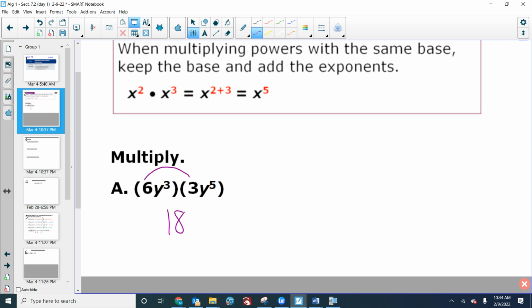Now, y to the third times y to the fifth. Now, they have to be y. They can't be like a to the third times a to the fifth. Then you just copy them down, put them down to how they are. Y. Since they're the same variable, we do what with the exponents now? We don't multiply, we add. So it's y to the what? There you go. Done. That's it. Now, we're going to get into some more difficult ones here.